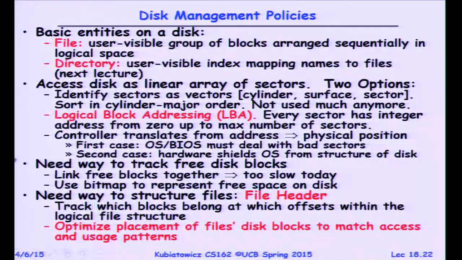And then ultimately, we need a way to structure the files. I mean, what the heck is a file? It's not a block. It's a bunch of blocks, right? Which blocks? Well, it's a good question. So we're going to call this a file header, and ultimately it's going to be called an inode. That's a word you'll have before the end of the lecture. Basically, it's going to track which blocks belong to which offsets within the logical file structure. And we're going to optimize our block placement to try to get good performance for our usage patterns. So this is kind of where we're going.